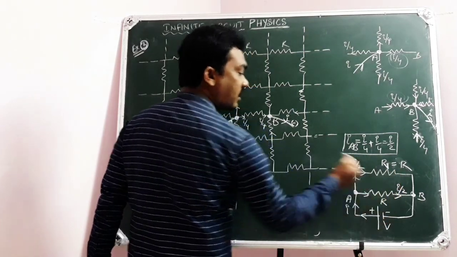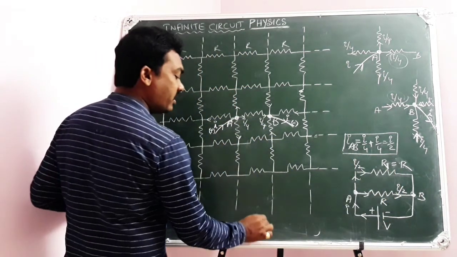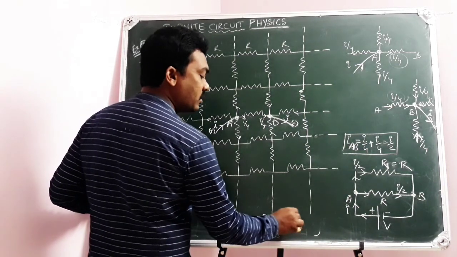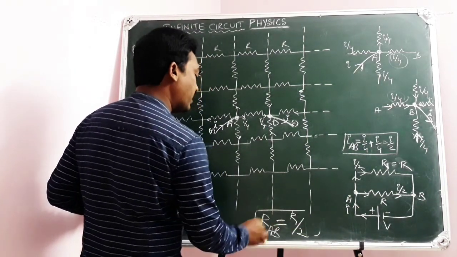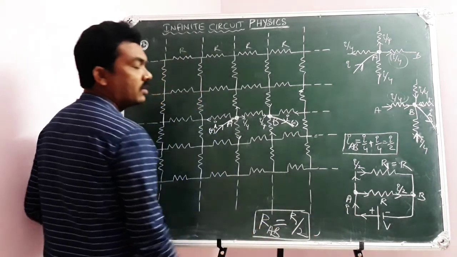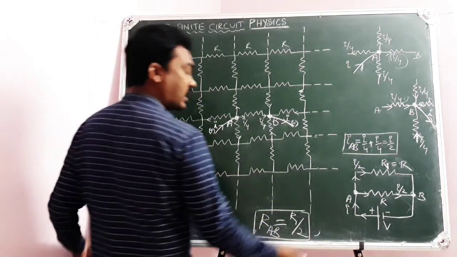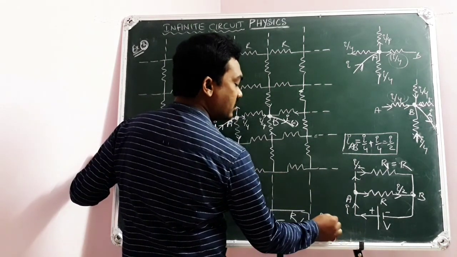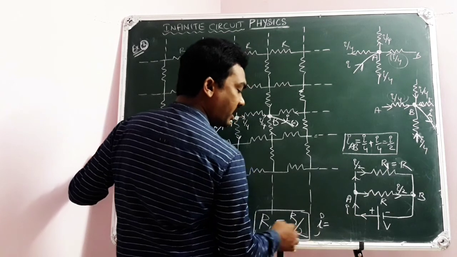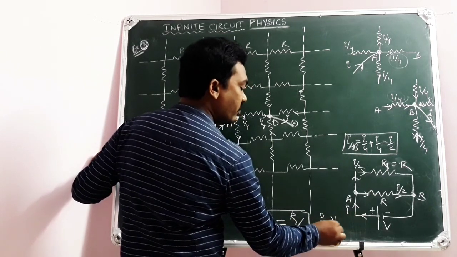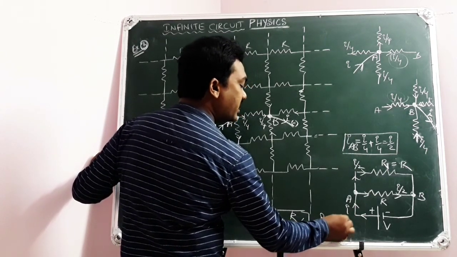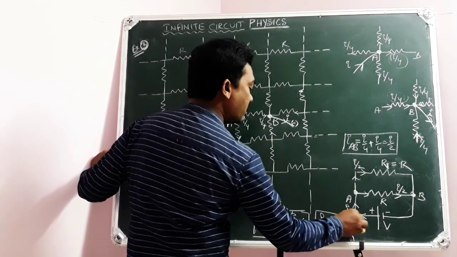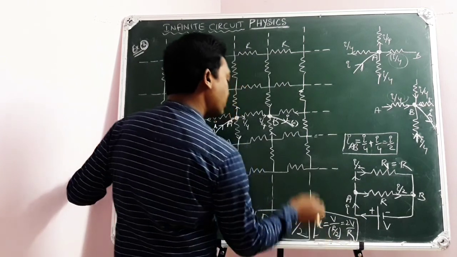Now this R and this R are in parallel. So the equivalent resistance across AB is equal to R by 2, which is the final answer. If you wish to know the current in the electric circuit, I is equal to V by R, so this is going to be V by R by 2. Then this is going to be 2V by R, the current drawn in the electric circuit.